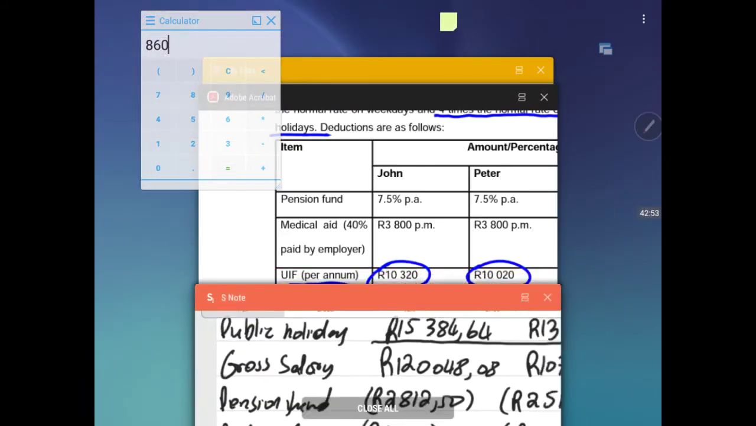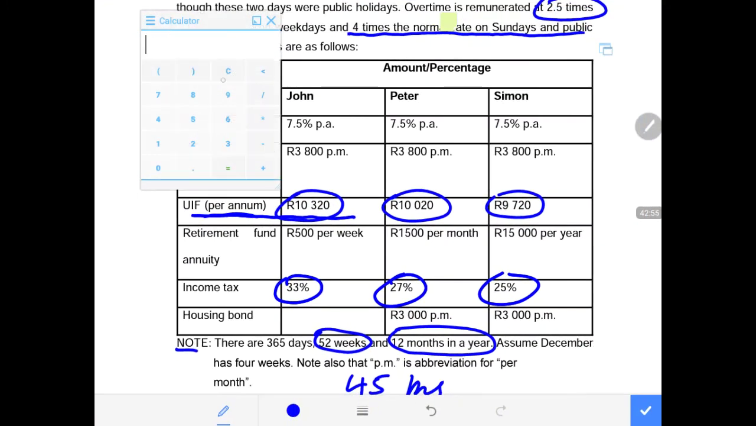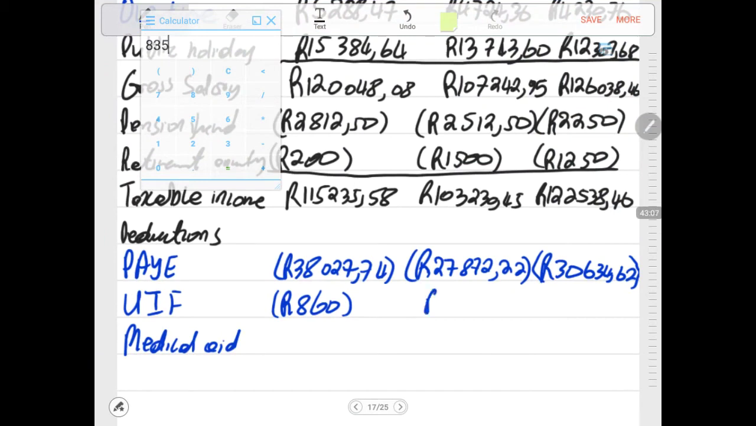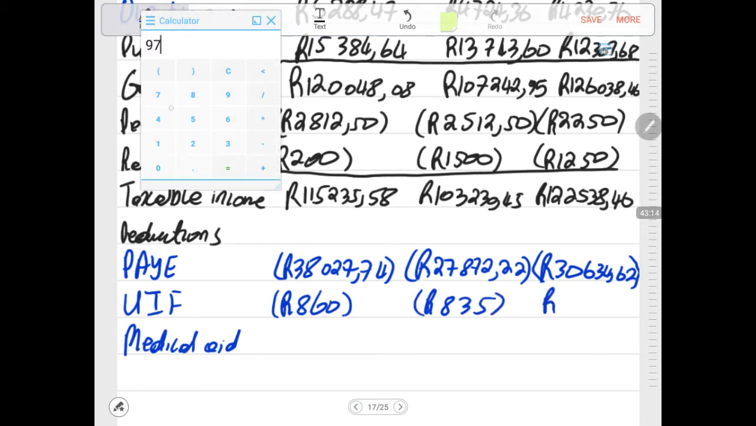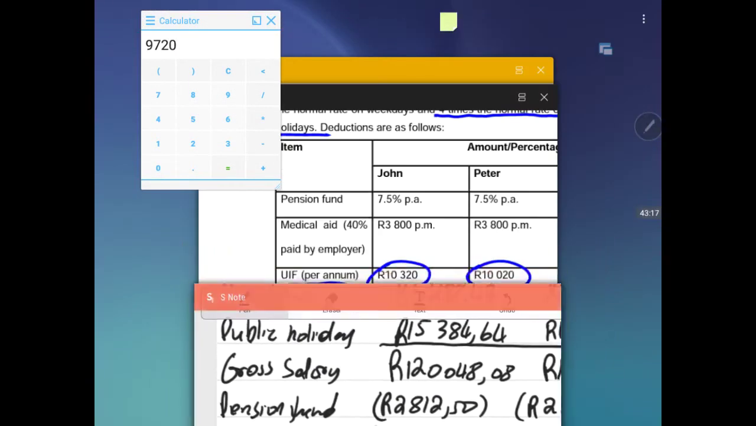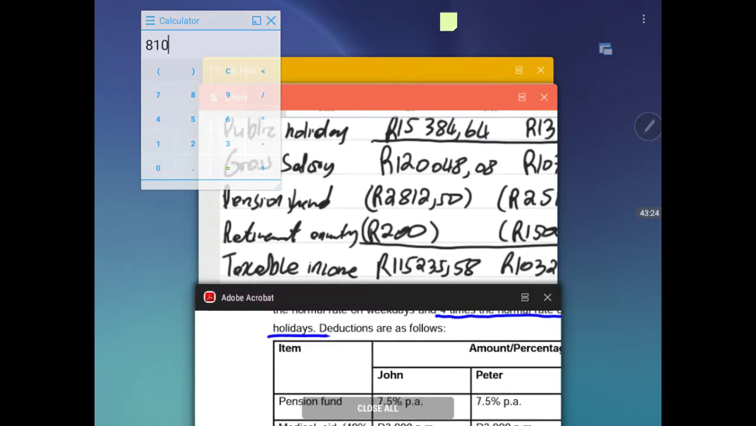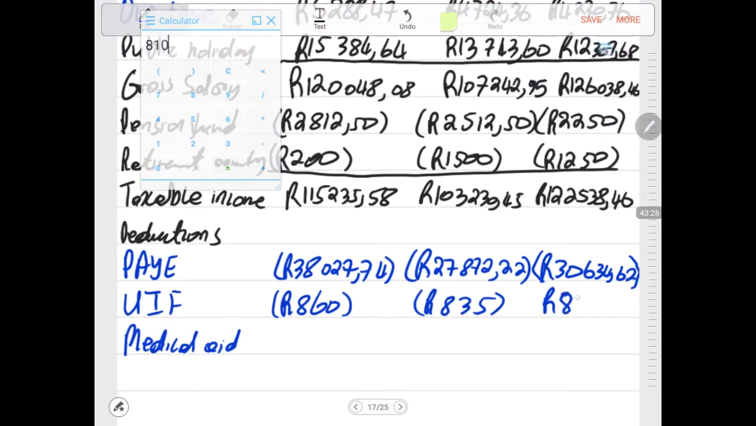Another one was 10,020 divided by 12, it is 835 rands. And the last one, it is 9,720. Just to verify, I think it was 9,720. Yes, divide by 12, we get to 810 of the UIF, unemployment insurance funds.